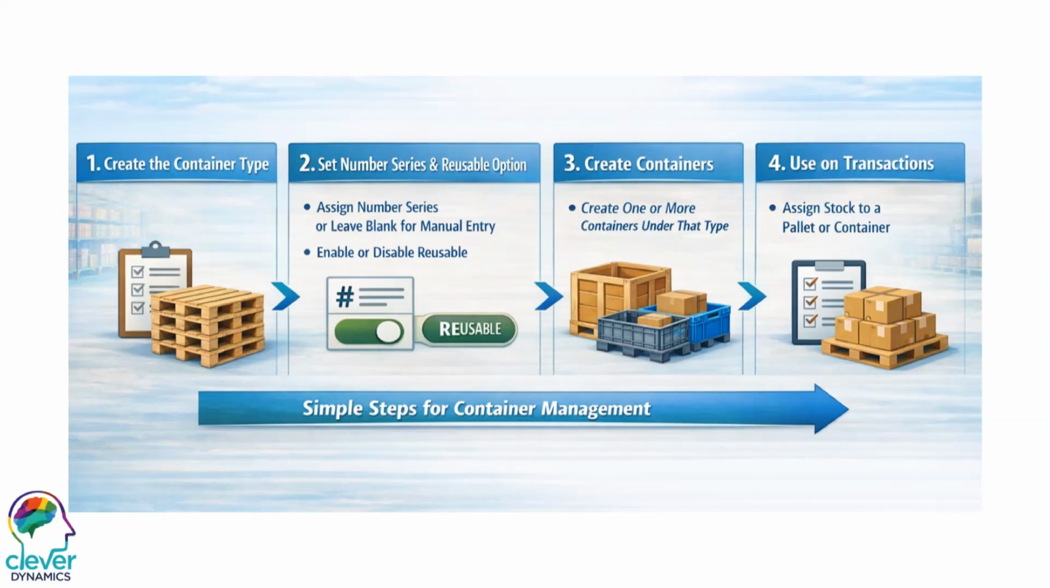First, create the container type. Second, make sure the type has a number series or leave blank for manual entry, and remember to enable or disable reusable. Third, create one or more containers under that type. And finally, use these on transactions when stock needs to be assigned to a physical pallet or container.